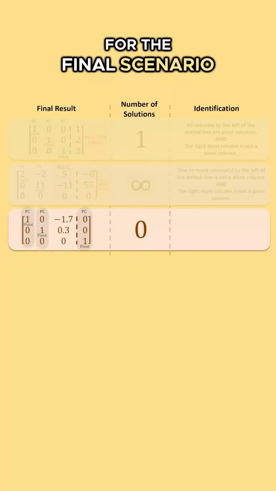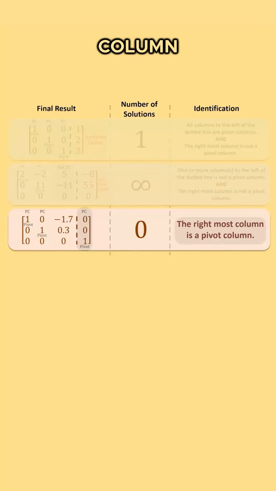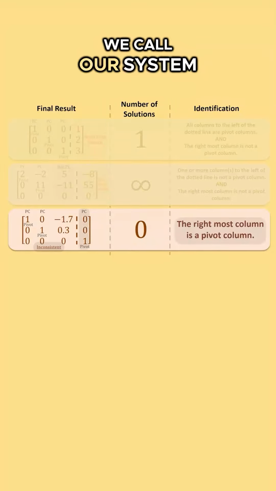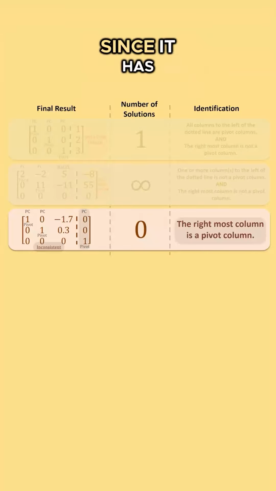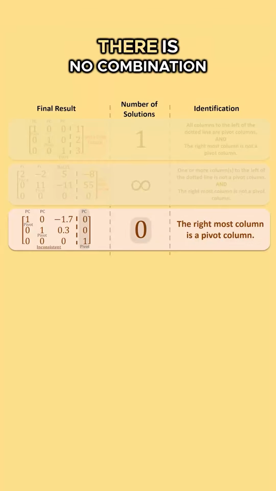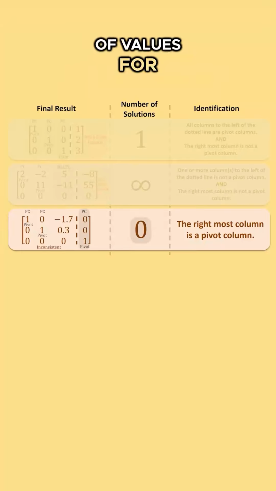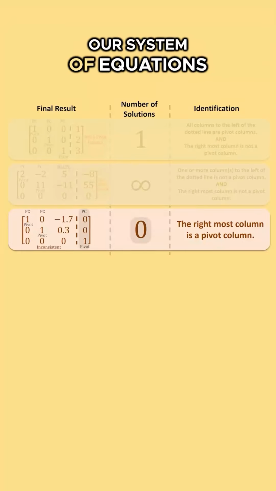For the final scenario, if the right-hand column is a pivot column, which happens when the left side of the row is all zeros, and the value on the right column is not a zero, basically when this happens we call our system of equations inconsistent since it has no solutions. There is no combination of values for our variables that satisfies our system of equations.